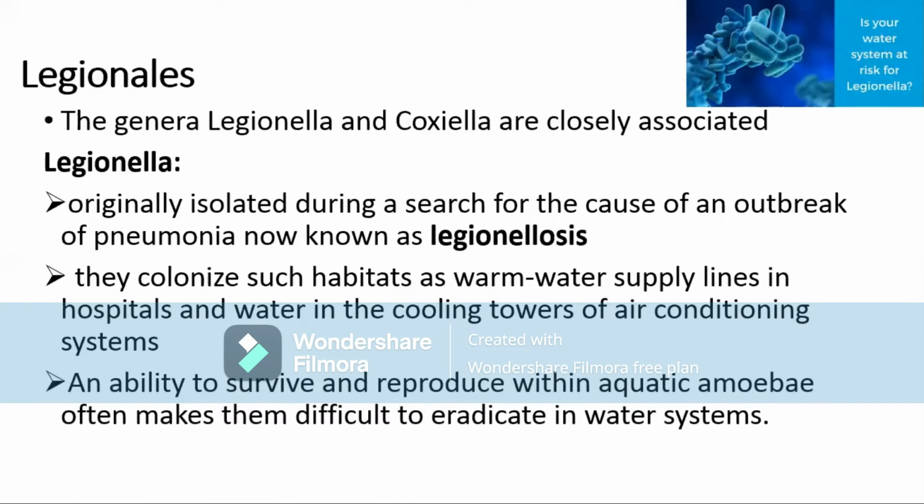They can survive and reproduce within aquatic amoeba as well, right? So that's why it is difficult to eradicate them in water systems, because they hide themselves in another organism, mostly the aquatic amoeba. So eradicating them in water systems becomes a bit difficult, because they can survive and also reproduce within the other organism, right?